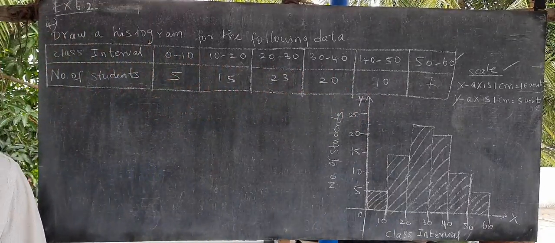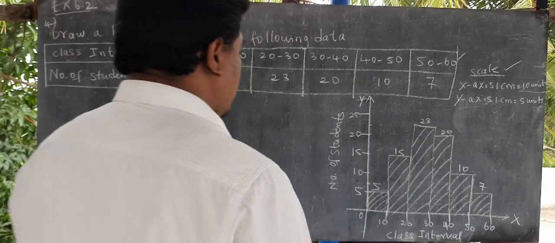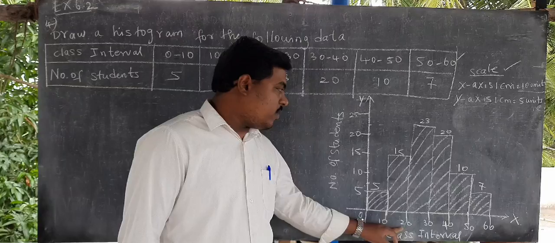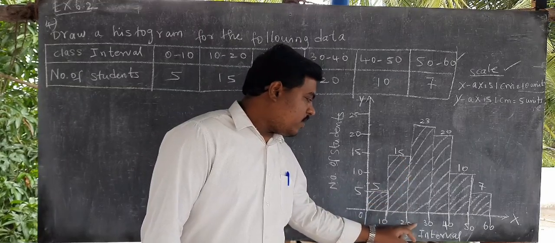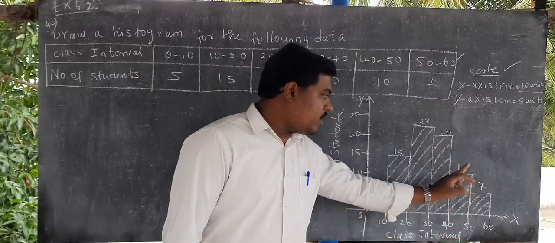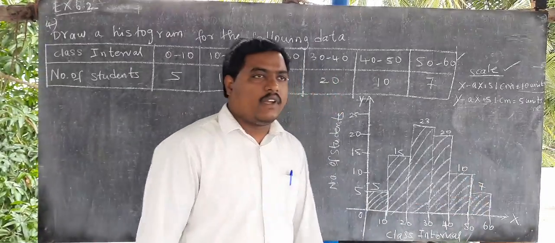We are giving the 5 marks for this sum. Thank you. So finally, 0 to 10, 5 students, 10 to 20, 15 students, 20 to 30, 23 students, 40 to 50, 10 students, 50 to 60, 7 students. Like this, we need to draw.